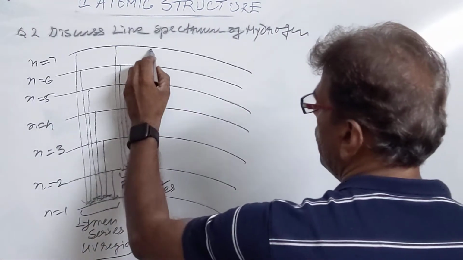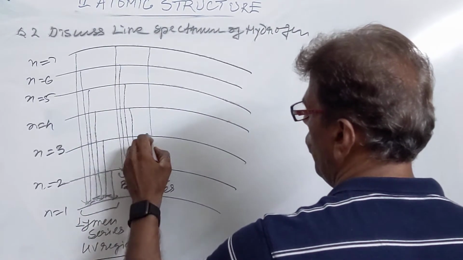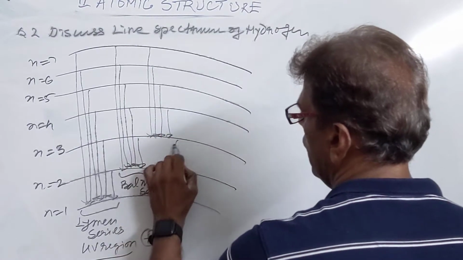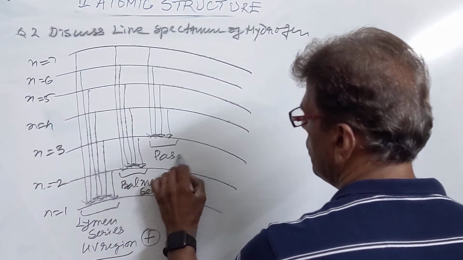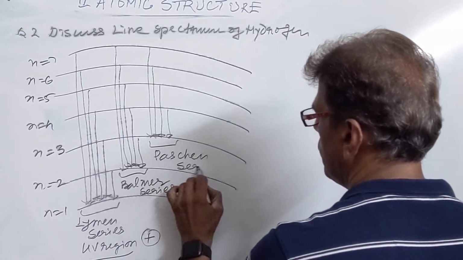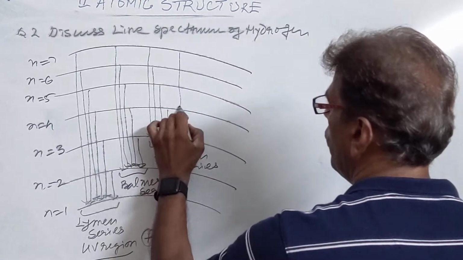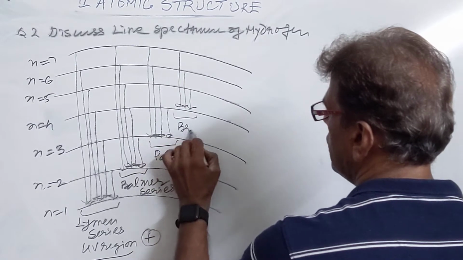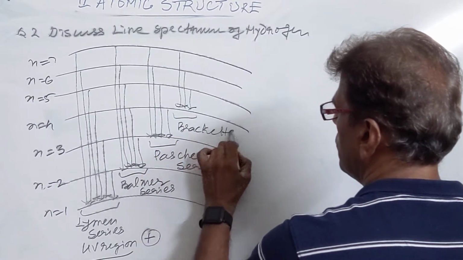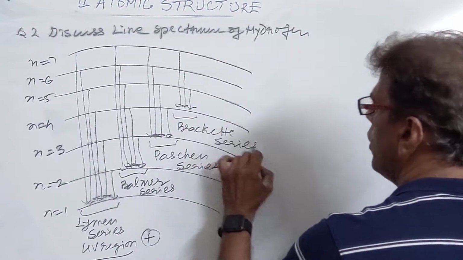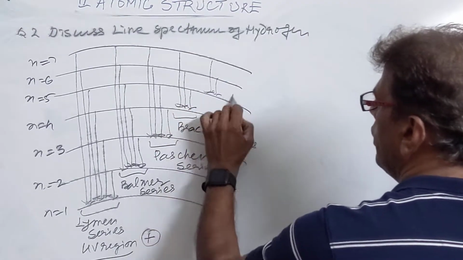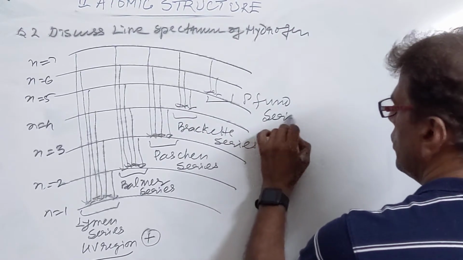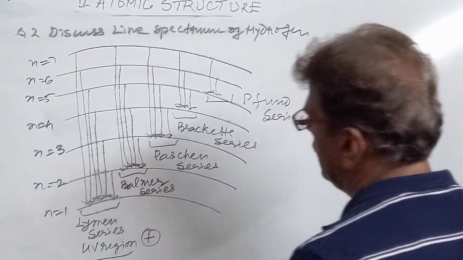Then we have the next, if they are falling in the third level, we get the Paschen series. If electrons are falling in the fourth level from higher levels, then we get the Brackett series. If they are falling in the fifth level, we get the Pfund series. So these are the 3 series.